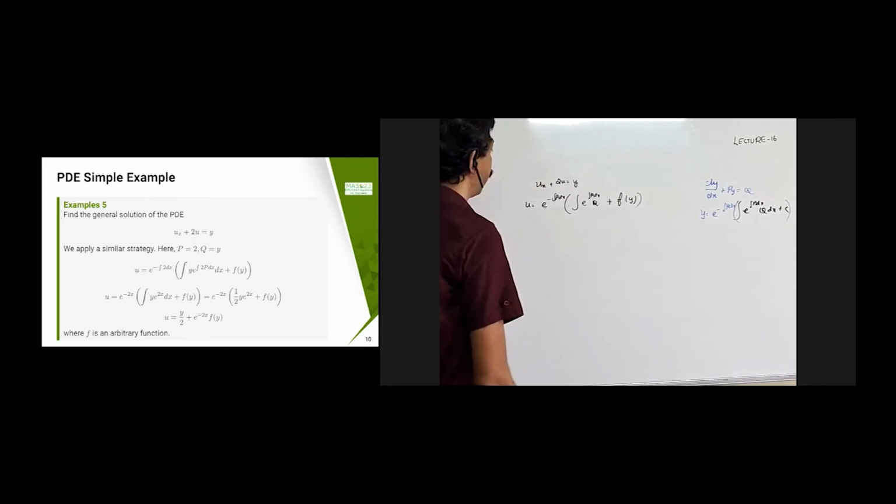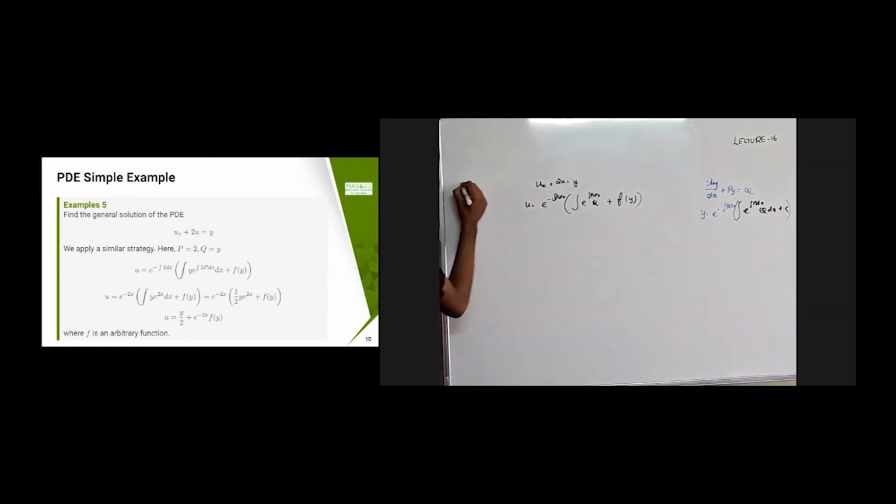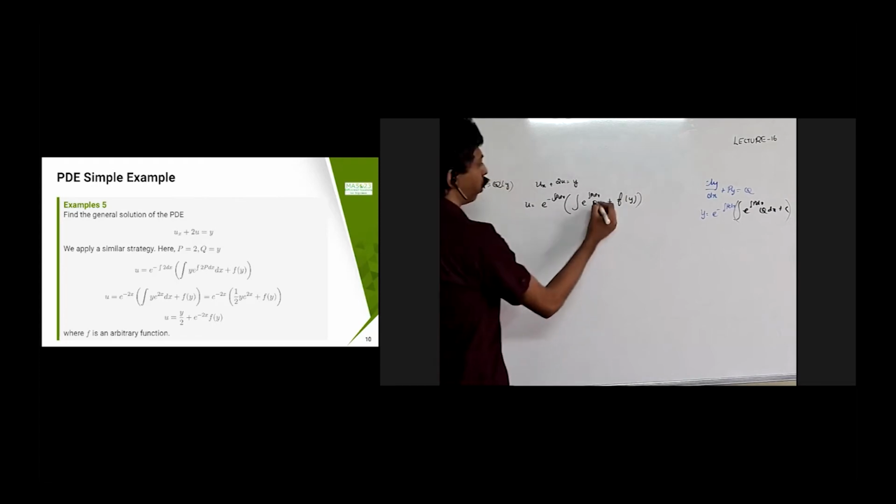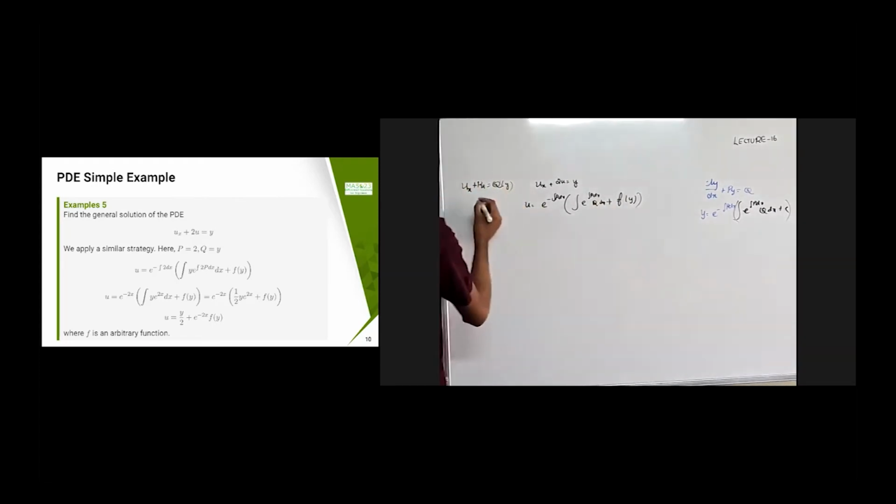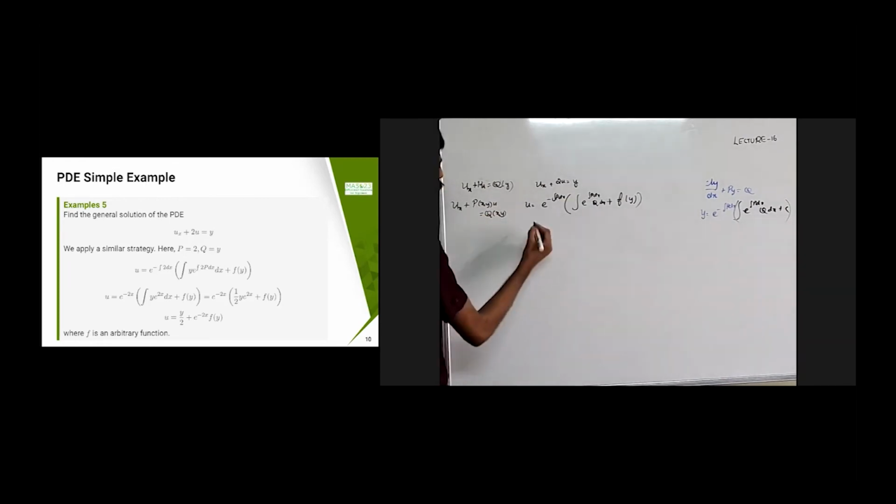So if this equation is of the form du by dx plus pu equal to q, q of y and p of y, then you can also put p of x, p into u, and q of x also. Even you can put du by dx plus p of x comma y times u equal to q of x comma y, and you can get the answer. So here p is nothing but 2.